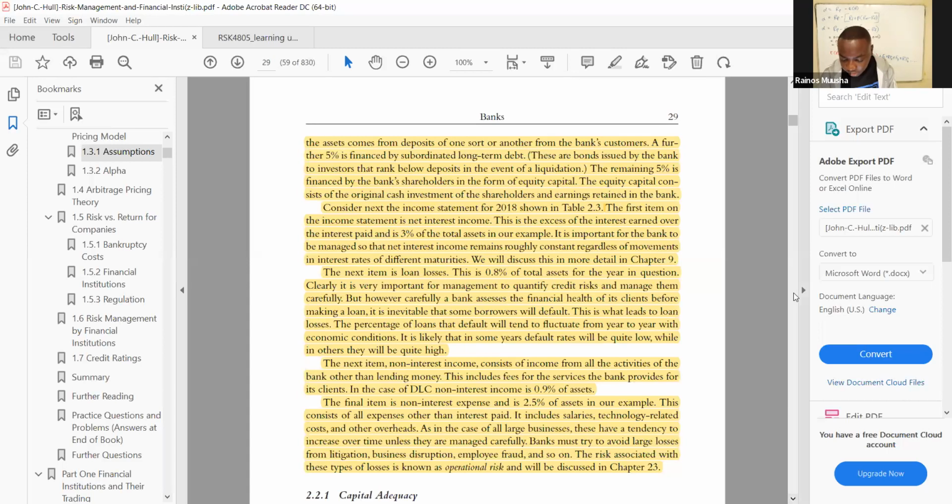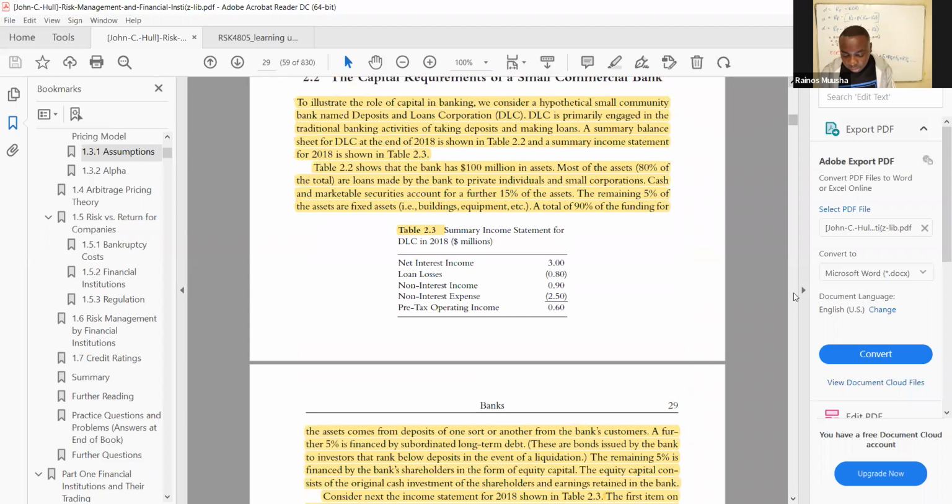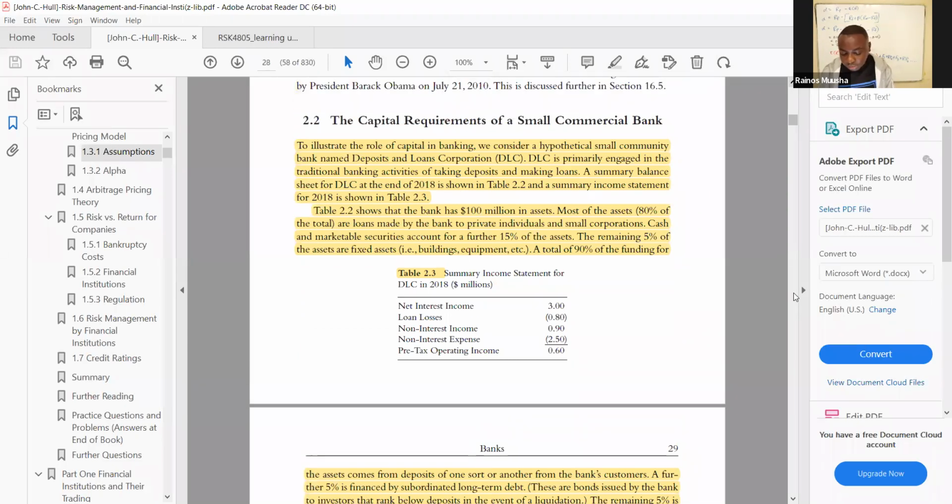So is there any question when it comes to the breakdown of the statement of comprehensive income and the statement of financial position for this assumed bank? Any questions?